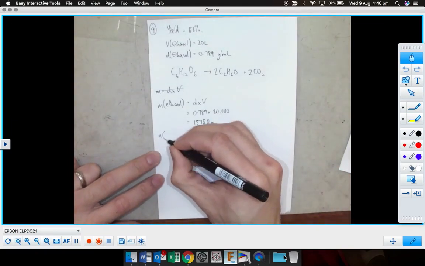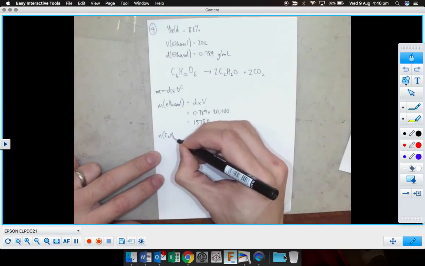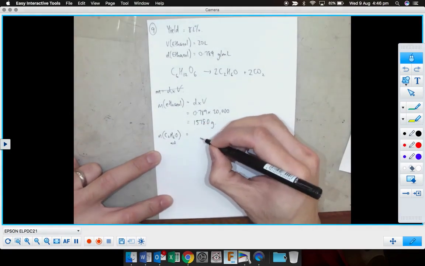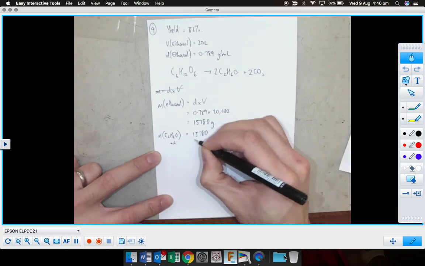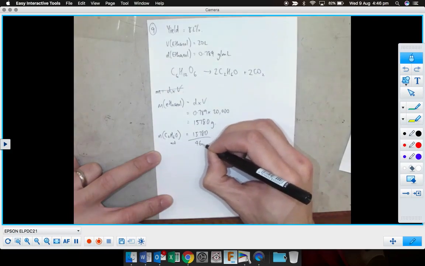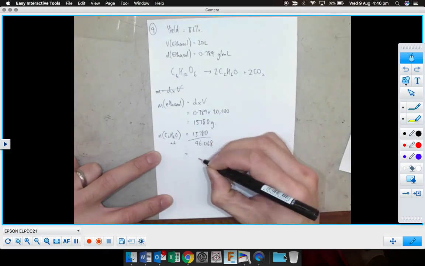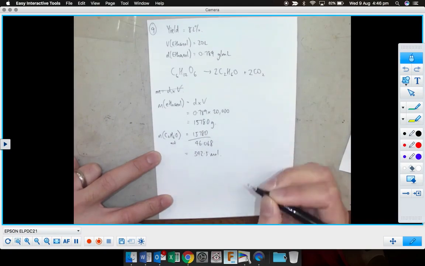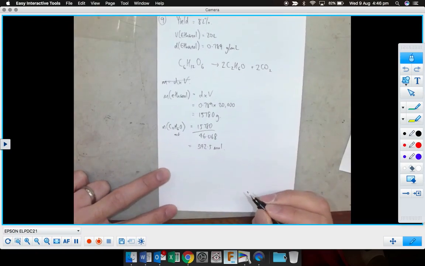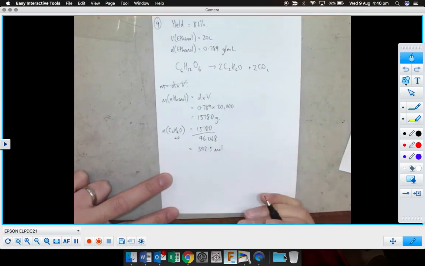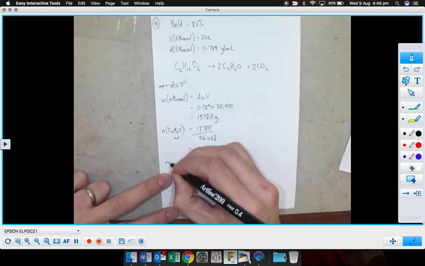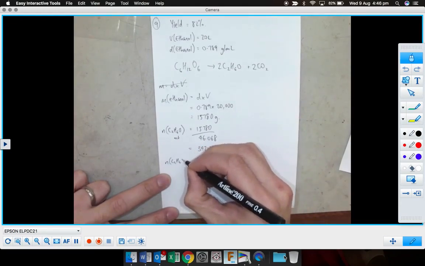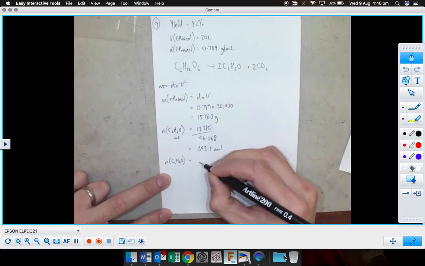So that's quite a bit of ethanol that's produced, but that's fine. So let's work out the number of moles of ethanol actually produced. This would be 15780 over 46.068, which happens to be 342.5 moles, which is a lot. But let's go on. So now I need to work out how many moles of ethanol I needed to theoretically make to make the actual.